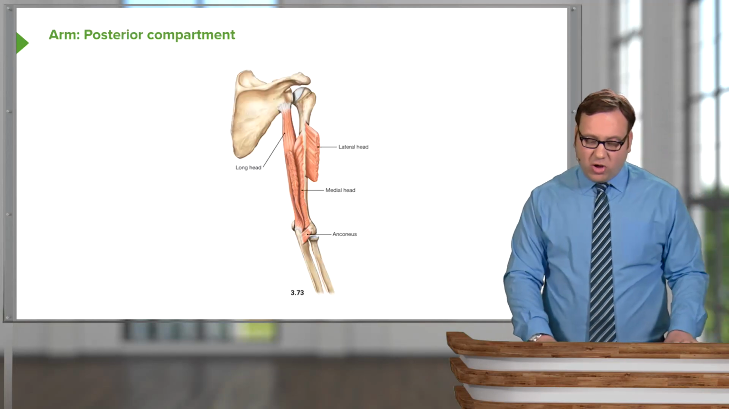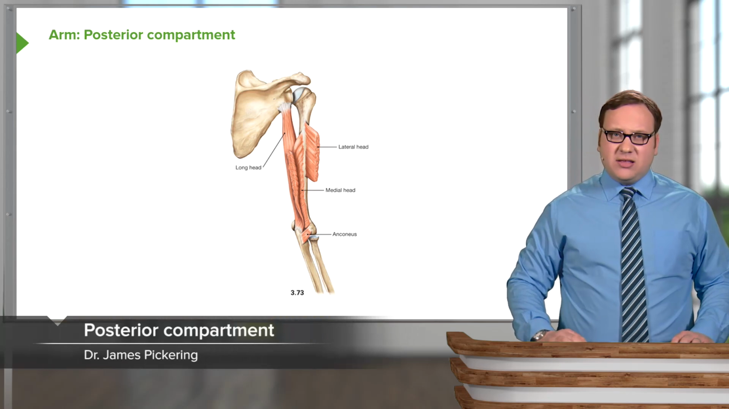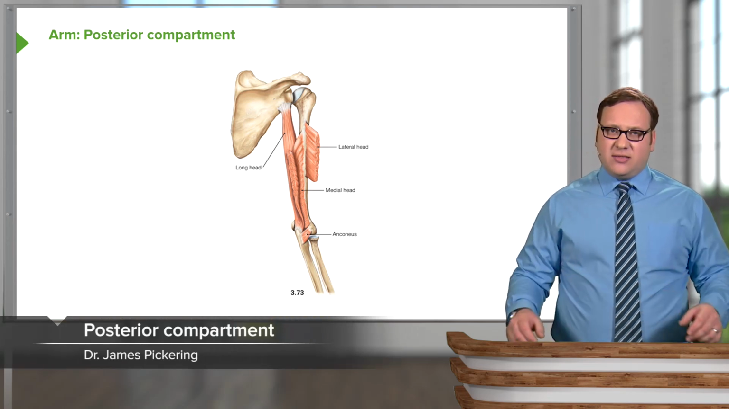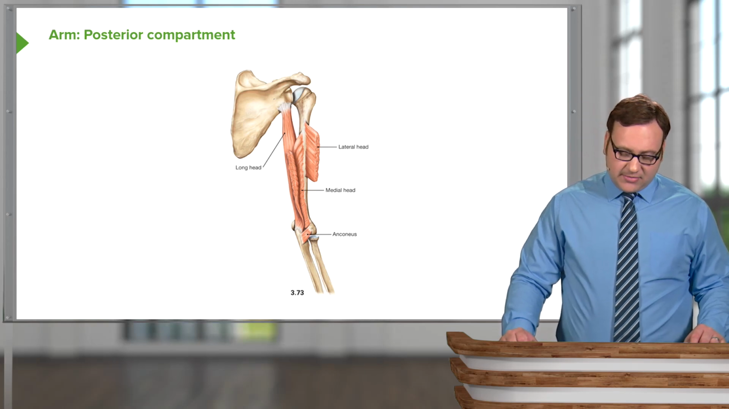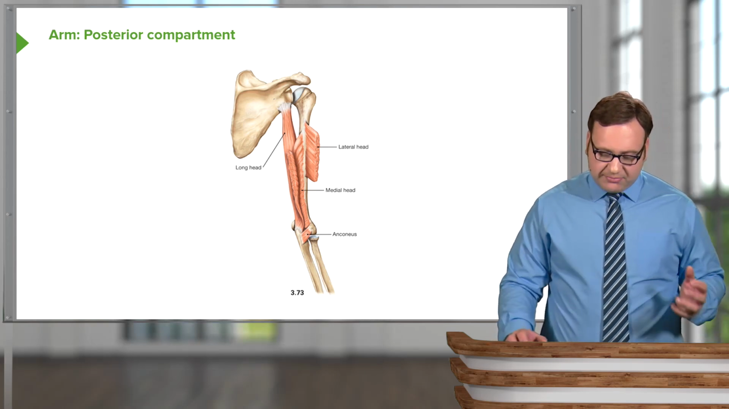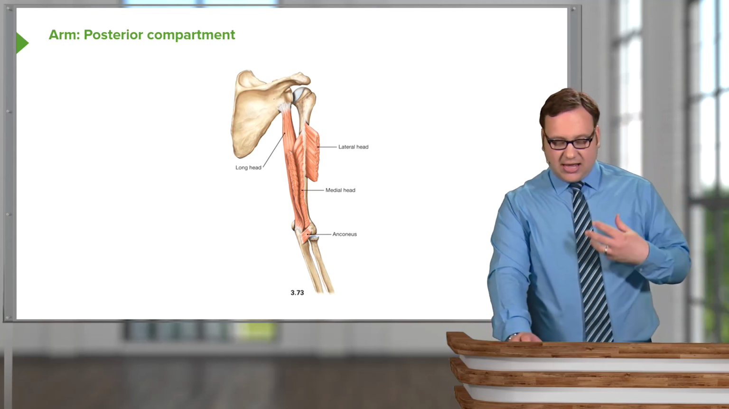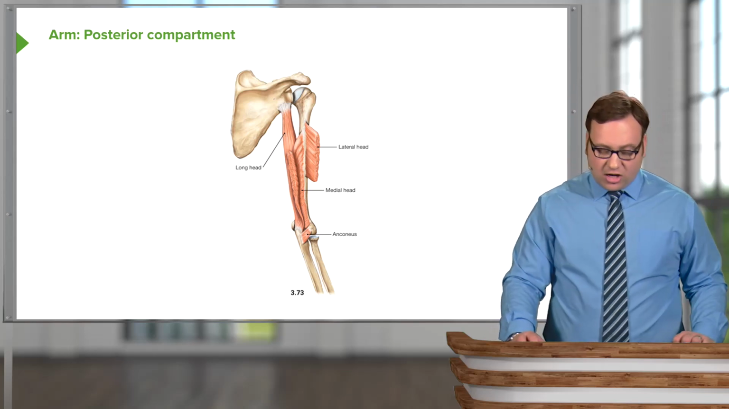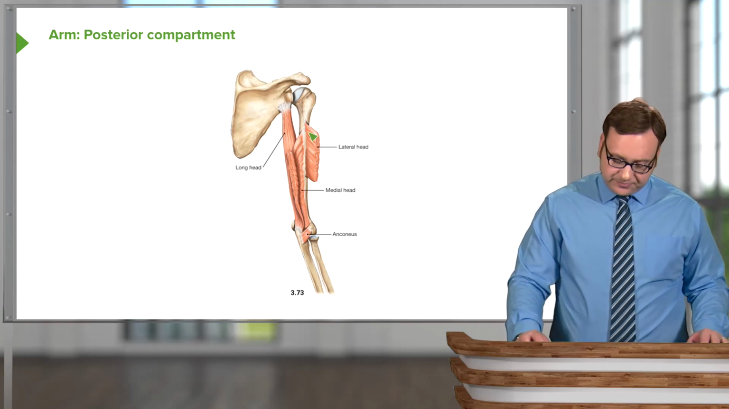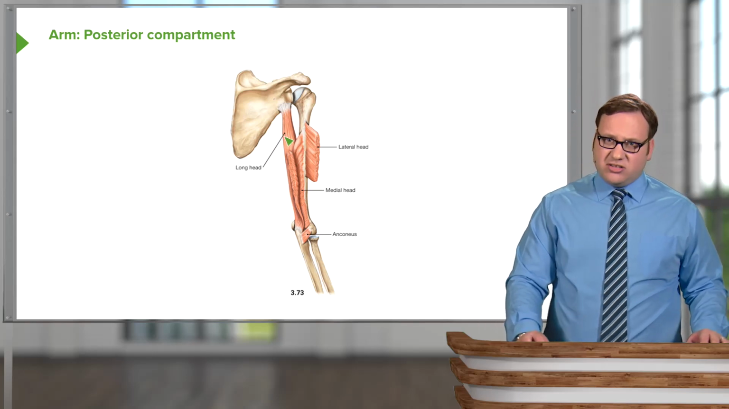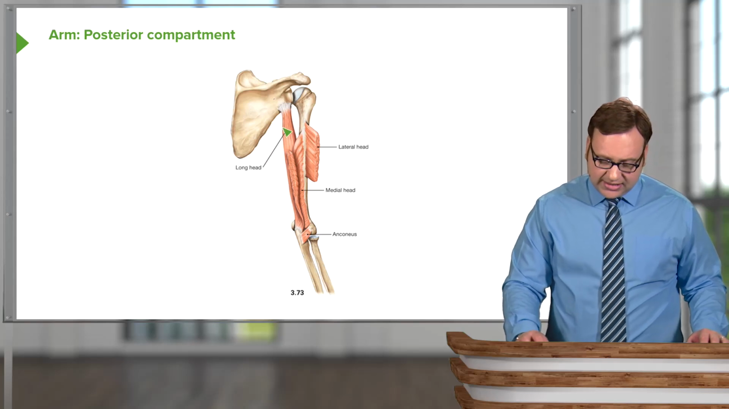Now let's move on to the posterior compartment of the arm. These muscles lie behind the humerus and the medial and lateral intermuscular septi. What we have are triceps brachii. This muscle has got 3 heads, a long head, a lateral head, and a medial head, which we've seen some of before. We've mentioned the long head when we covered various spaces.